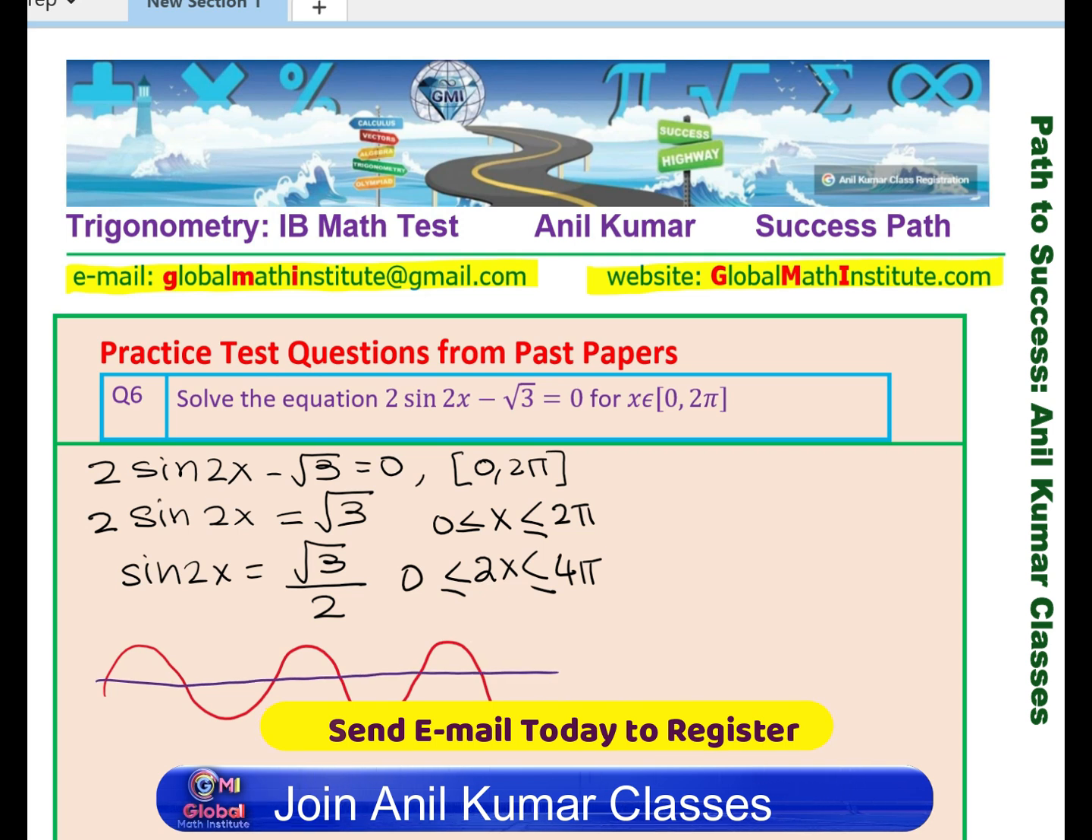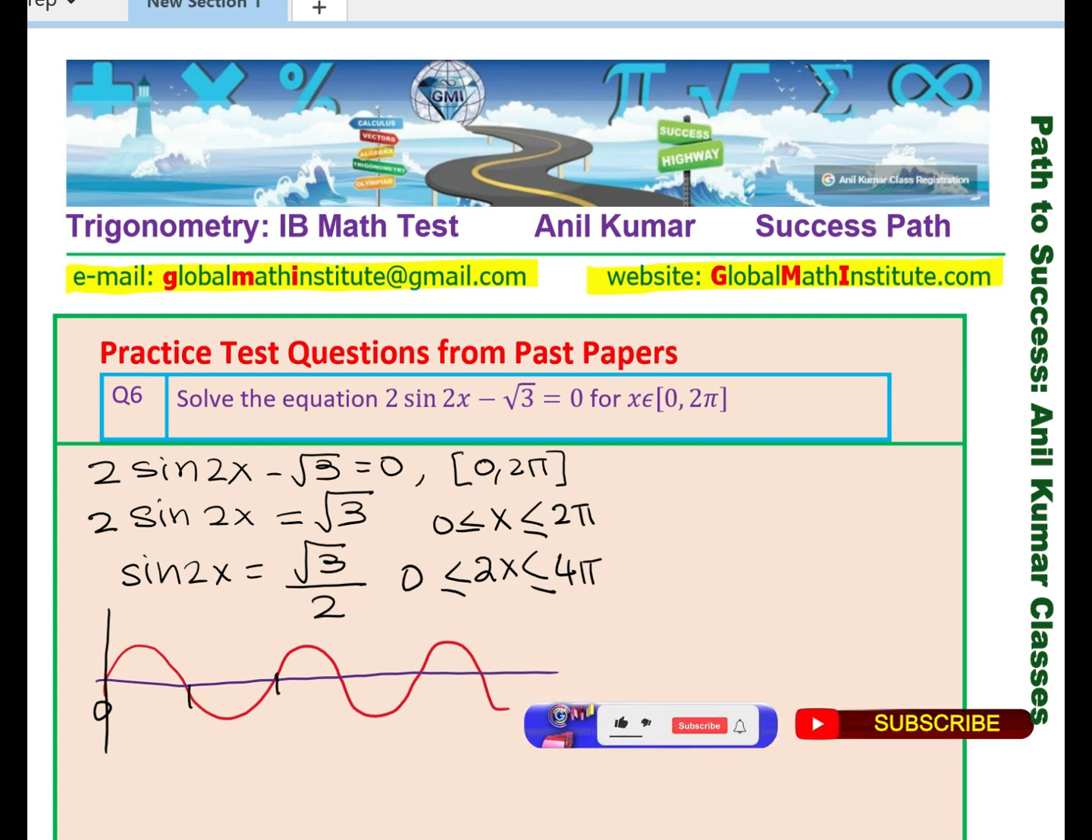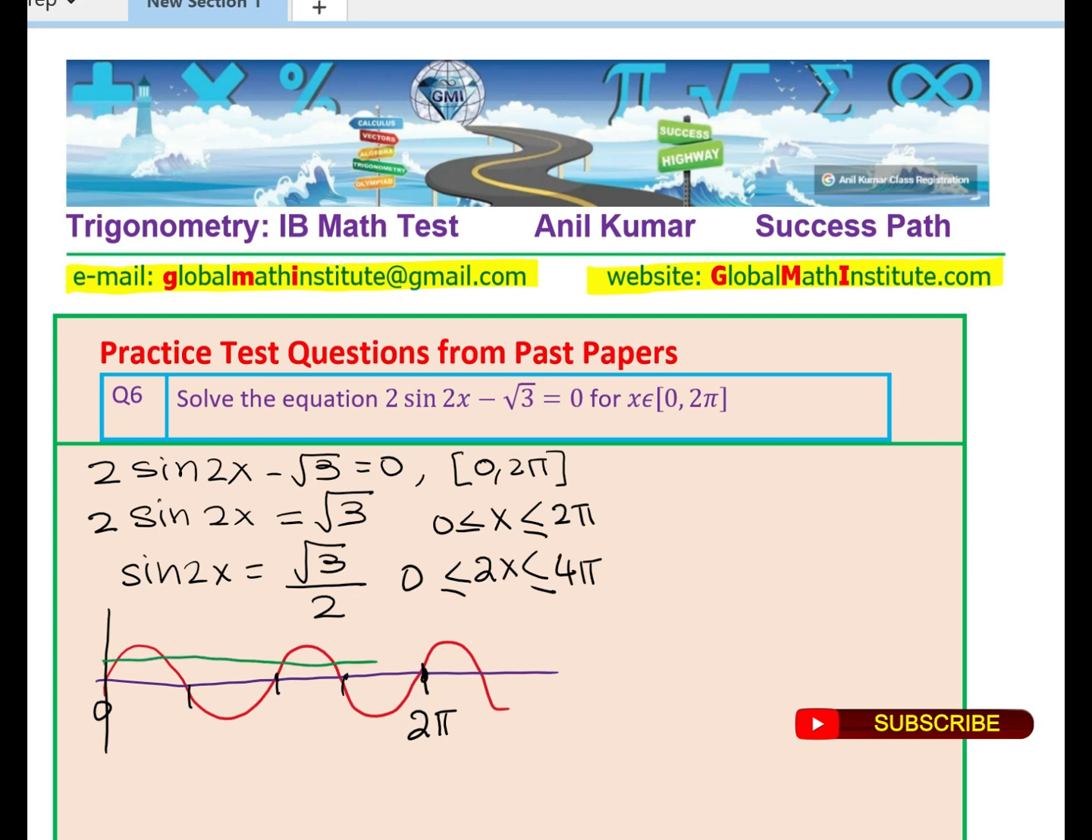So if that is 0 for us, let's say, so this is one wave, and then the second wave between 0 to 2 pi. We are actually looking for solutions of sine 2x equals square root 3 by 2. So definitely we are looking for these 4 solutions. Make sense, right? Perfect. Now square root 3 by 2 reminds you of a special triangle.